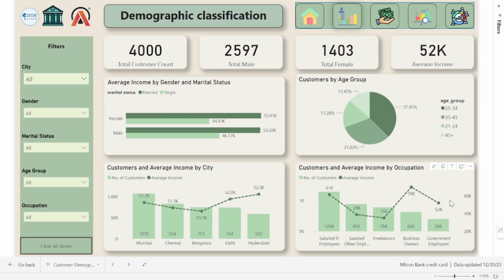This data paints a fascinating picture of our customer base. By understanding their demographics, income levels and location, we can craft targeted strategies to engage them and ultimately drive business growth. Now let's go to the income utilization report.